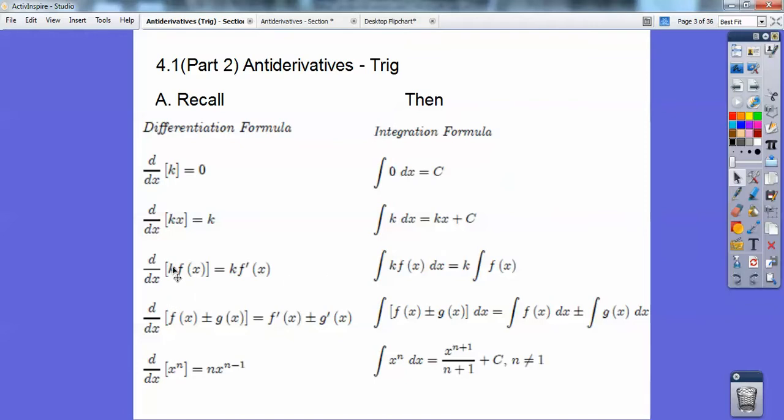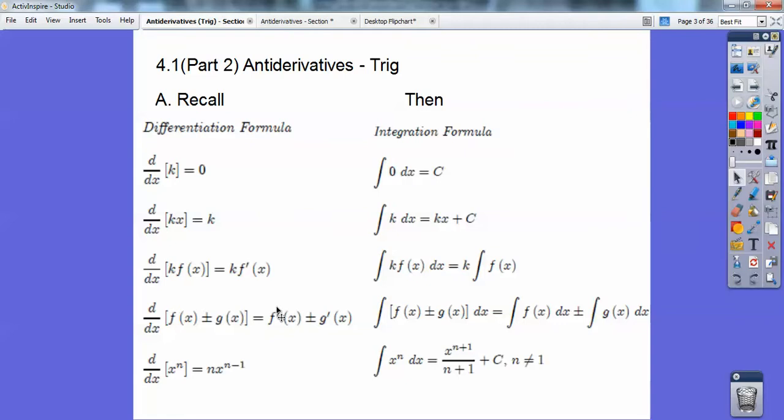This constant just floats out in front of your derivative. Same right here, this constant just floats out in front of the integral. The k is the constant right there, and they're using k because we're using c as a different constant. They're just numbers, you guys. They just want you to distinguish that k is a different constant from c.